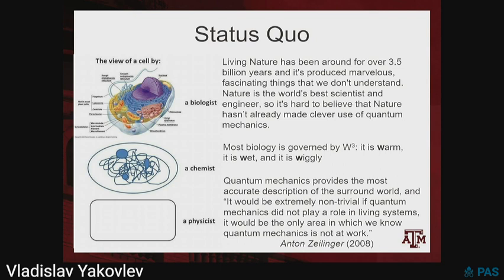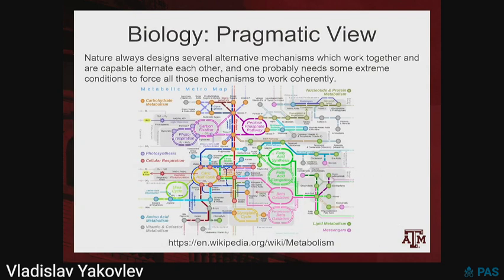Chemists take a simpler approach. They pretty much say that quantum doesn't exist because it's warm, wet and wiggly, or W cubed. And pretty much only physicists think that quantum mechanics provides the most accurate description of the world around us. So, what's the real truth? The truth is that quantum mechanics probably plays a role. And this is just a Wikipedia webpage showing metabolic pathways in just one of the systems. You see, it's pretty messy, and biology is very smart.